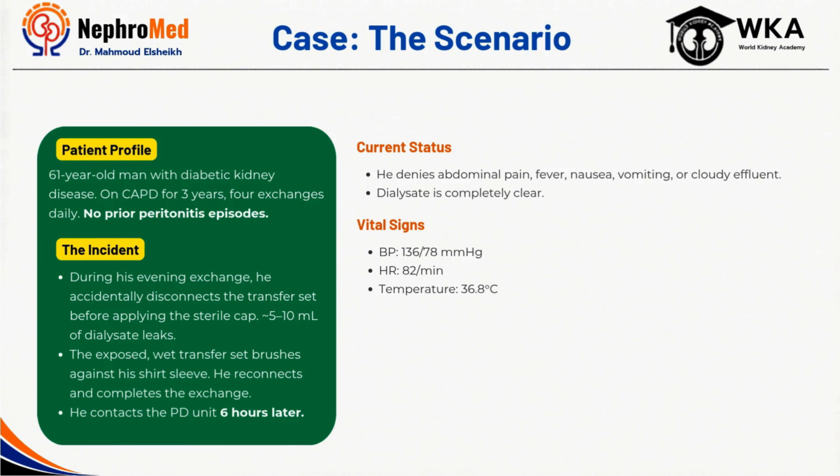The absence of symptoms does not exclude bacterial inoculation. Remember, peritonitis develops over time. Right now, we are in the window where prevention may still be possible. The goal is not to treat established infection, but to stop infection before it ever begins. So based on this scenario, what would your next step be?